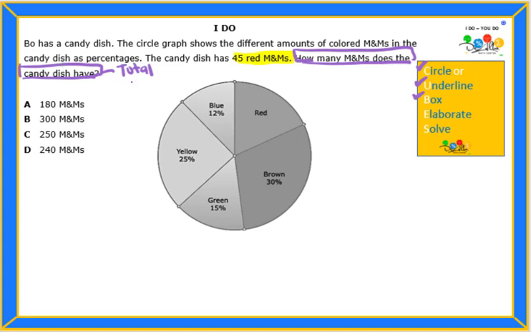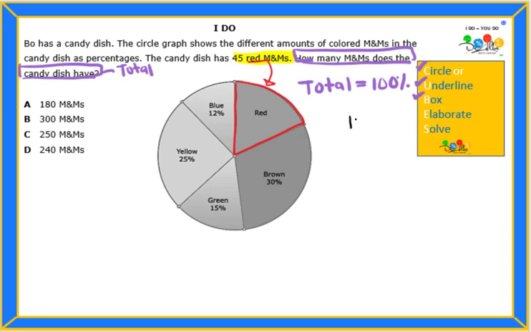We have been given a number for red, but what I notice is that in the circle graph, there is no percentage number. So I need a percentage number for red. Let's remember that in a circle graph, the total is always 100%. And we have several colors that we do have the percentage for. So let's go ahead and find the total of those.